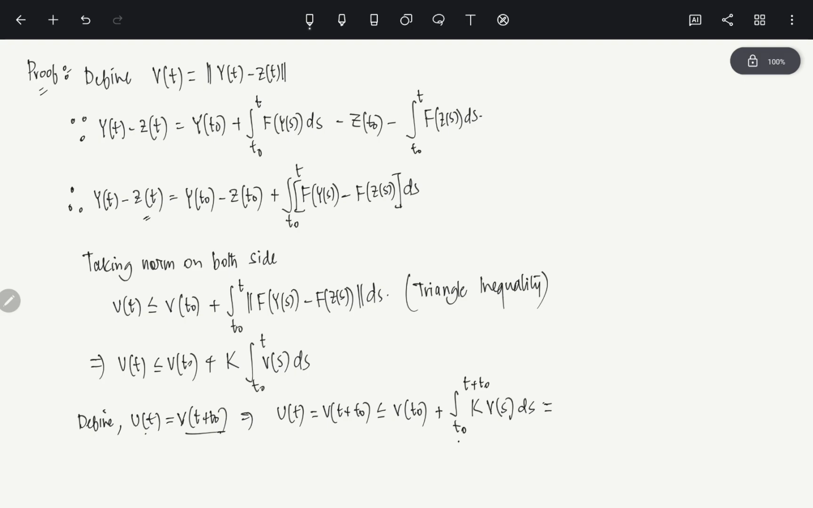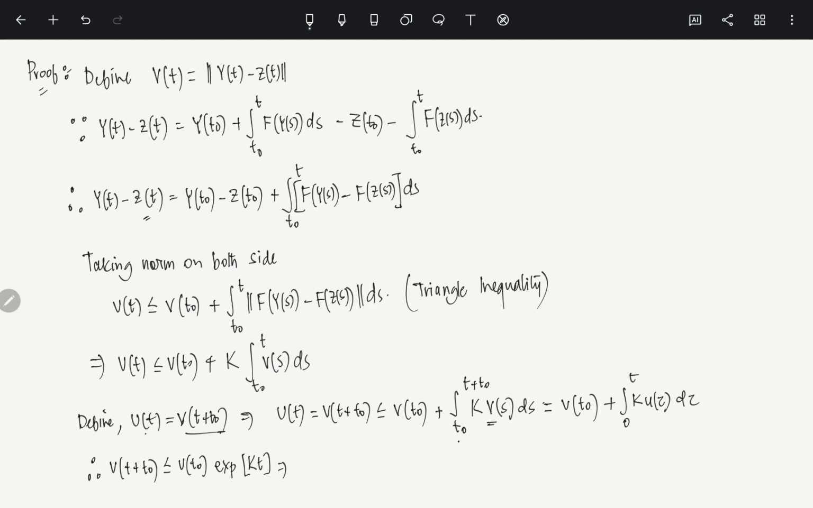Now this is nothing but V(t0) plus the integral from 0 to t of k U(tau) d tau. I will just change this V to U, and then the integral becomes 0 to t, right? Therefore, from here one can say that V(t plus t0) is less than or equal to V(t0) times exponential of kt, right? That's what we can say.